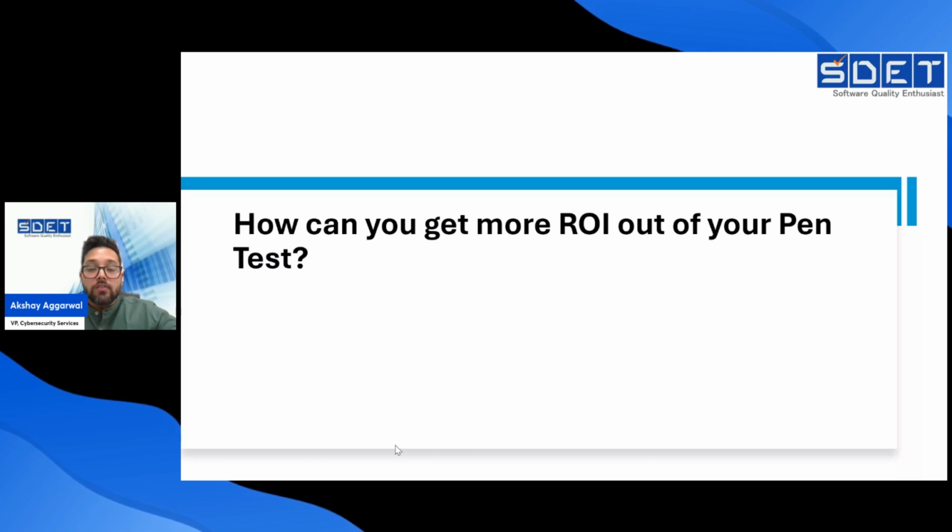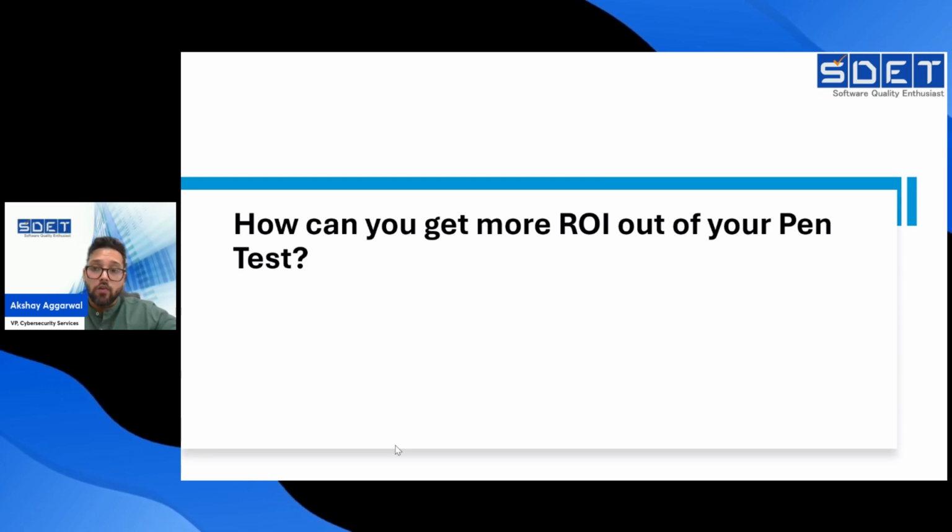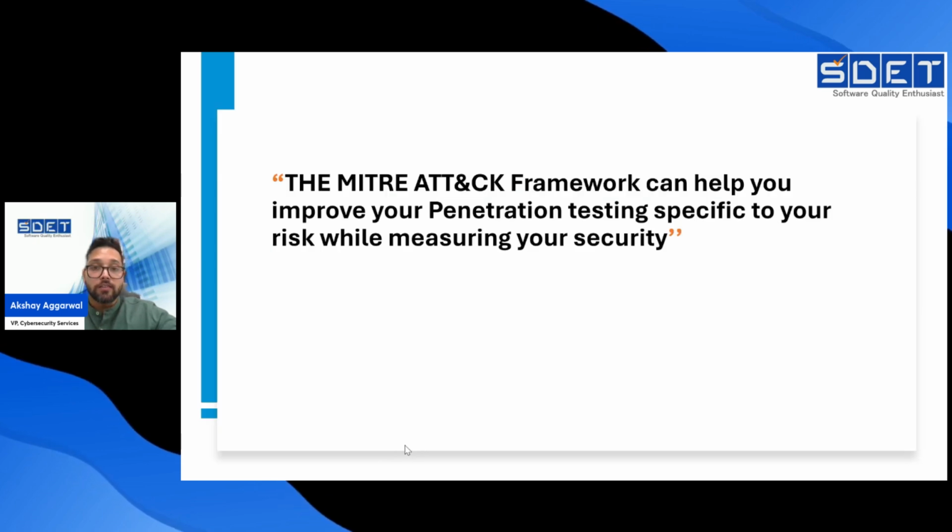So, how can you get more return on investment from those pen tests such that you not only move away from the checkbox mentality and provide real value to the executives, but at the same time provide confidence to the entire organization? We at SDET Technology believe that leveraging MITRE ATT&CK Framework in your pen test methodology can really help you achieve that goal. And you'll understand how and why as we go along. The MITRE ATT&CK Framework can help you perform testing specific to your risk while measuring your security posture. This allows you to stay laser focused on the threats and the risks that your company has been sitting on. And you use that to actually affect the penetration test and get the results you have been looking for all along. We'll take a look at the MITRE ATT&CK Framework in detail in the upcoming slides.